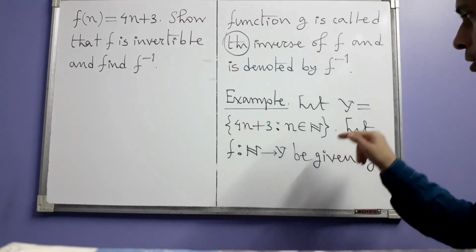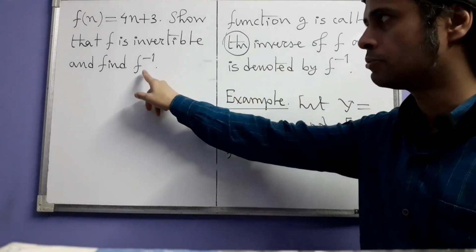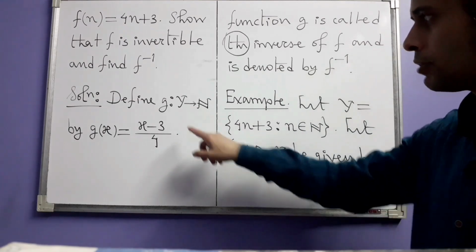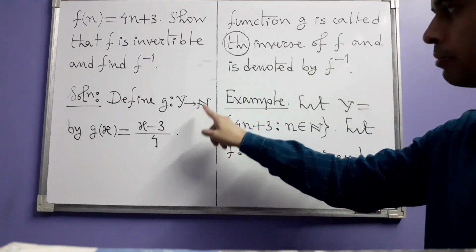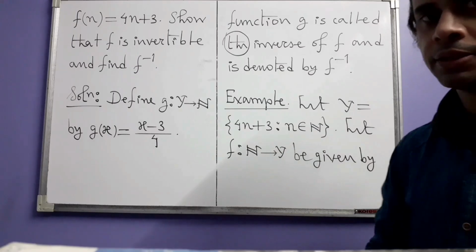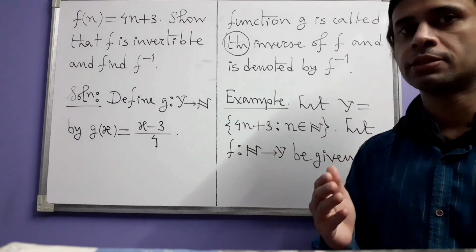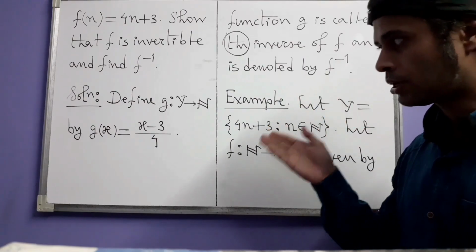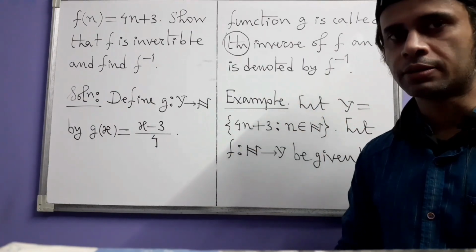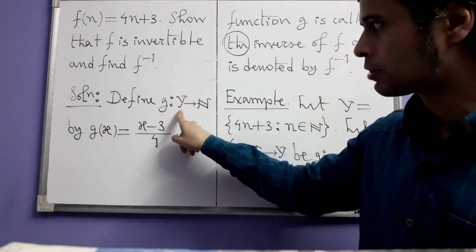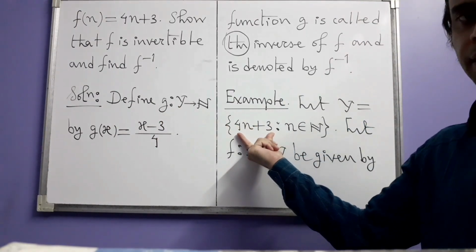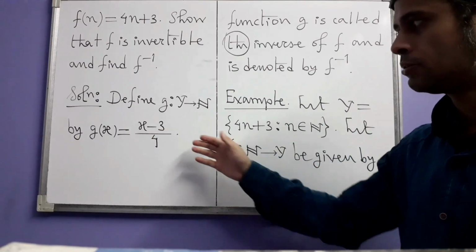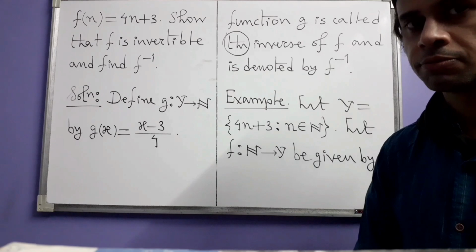We have to show that this function f is invertible and we have to find its inverse. Showing that f is invertible means finding a function g like this, which maps y into n, because f maps n into y, for which those conditions in the definition of invertibility of a function are satisfied. And our guess is that this g will work. g takes an input x from y, which is some number like this, and the output is (x minus 3) divided by 4. I will tell you about how I came up with this formula.